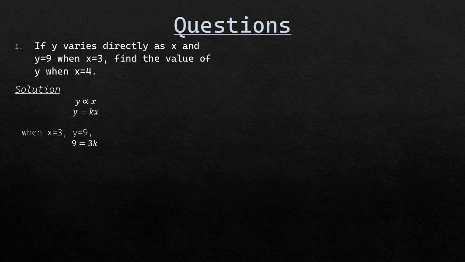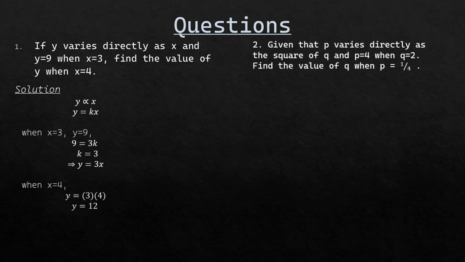We get 9 is equal to k times 3, and that is 9 is equal to 3k. Divide both sides by 3 and you get k is equal to 3. So now you've gotten the relationship: y is equal to 3x. Now the question is find the value of y when x equals 4. Now put 4 into it and you're done. Simple. Isn't it so simple? Yes. Let's try this one too.